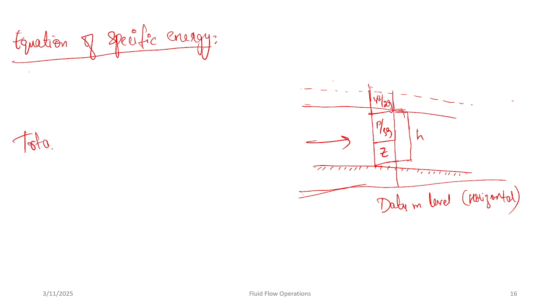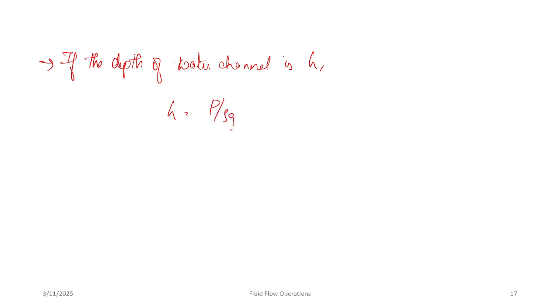Okay, so total head will be equal to v square by 2g plus P by rho g plus z, plus also this elevation, plus z naught. So here P is the pressure in the open channel at any point, and at any point P is the pressure energy. If the depth of the water channel is given, then water channel depth is H. So in that case, H will be P by rho g plus Z.